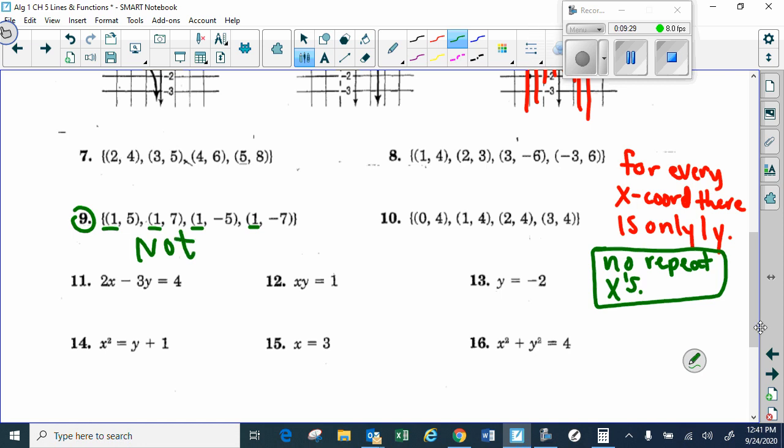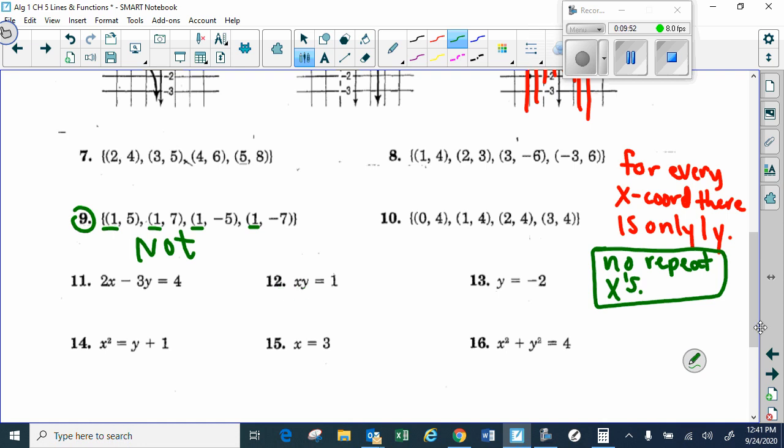On 11 through 16, I'm actually having to graph these different equations here. So you need to plot these. Don't forget, if it's y equals x squared, that's going to be a parabola. X equals a number is a vertical line. Here's just a linear oblique line. Here's a hyperbola right here when I solve for y and graph it.